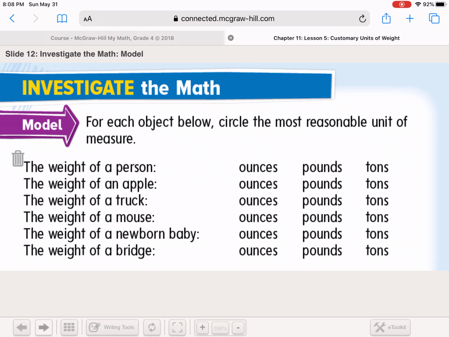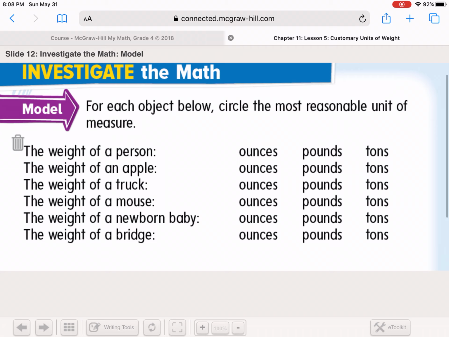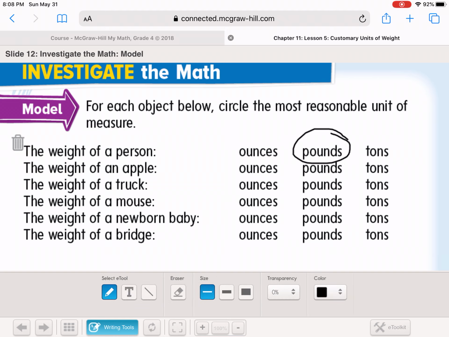Okay, so the weight of a person. So would we do it in ounces, pounds, or tons? We would say that we would measure by pounds. The weight of an apple. So that's where you're using your small kitchen scale. You'd use ounces. The weight of a truck. It would be by the ton. The weight of a mouse would be ounces. A newborn baby is in pounds. And the weight of a bridge is in tons.